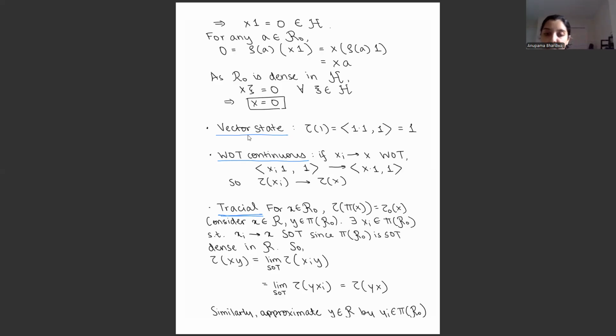And then similarly, I can approximate y by y_i in pi of R naught. So I would get that, in fact, this tau that I'm defining on the hyperfinite II_1 factor R is going to be tracial. So tau of xy is equal to tau of yx for any x and y in R.